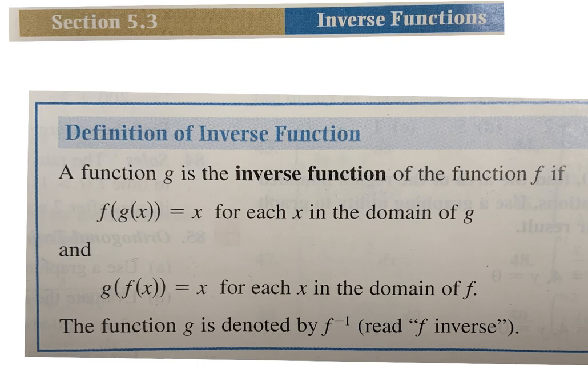For notation, we have this little -1, which, by the way, on your calculators, you'll see sine to the -1. That doesn't mean 1 over sine. That means the inverse function of sine. Same thing here. When you see f to the -1, it doesn't mean 1 over it. It means the inverse of f, or f inverse.